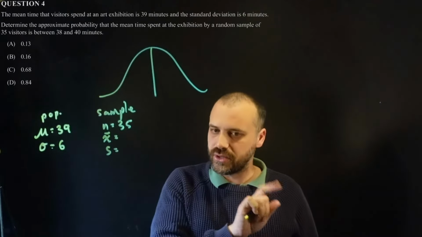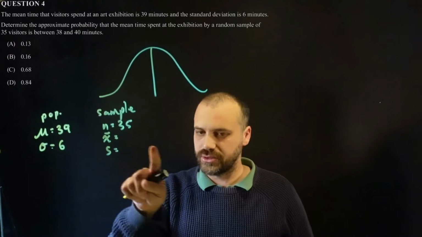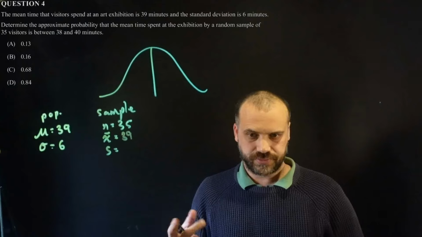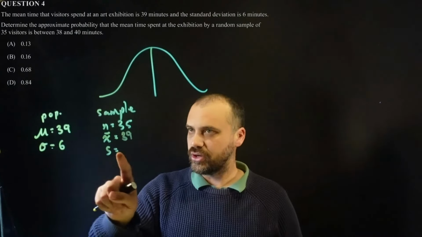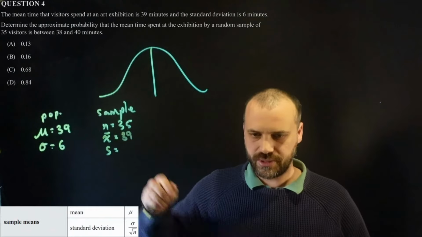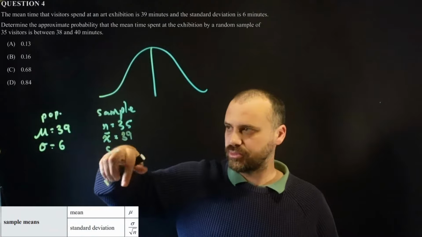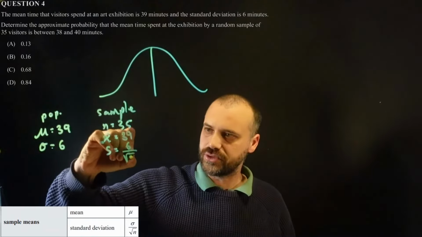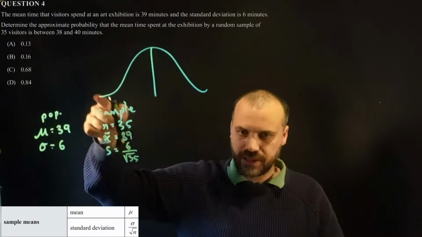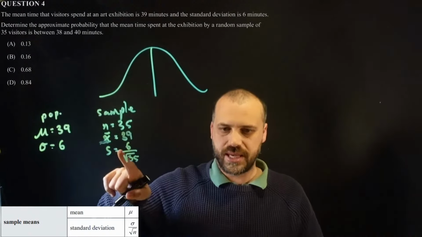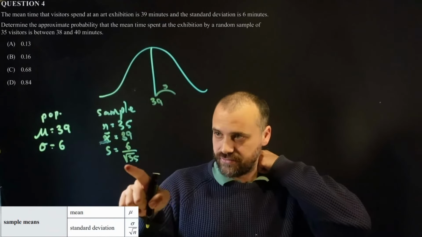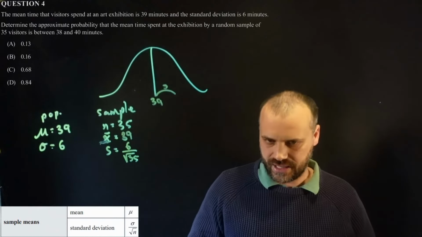Now, the mean of the sample means is always equal to the mean of the population. So 39, 39. These are different things, but they're equal. The standard deviation of the sample mean is different. Have I got my formula here with me? Yes. The standard deviation of the sample mean is equal to 6 over root 35. Okay, so this is our sample mean distribution. We know that the mean of it is 39. We know that the standard deviation is this value, 6 over root 35, whatever that happens to be.